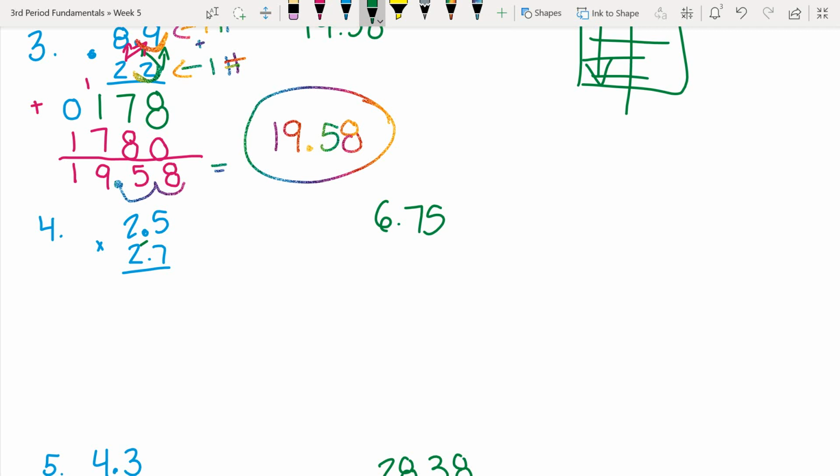We start off the same way. I always start in the bottom right corner. So I multiply straight up and then diagonal. I'm going to do 7 times 5. Well, 7 times 5, let's see, that's 35. So I put my 5 down, carry my 3. 7 times 2 is 14, plus 3 is 17.